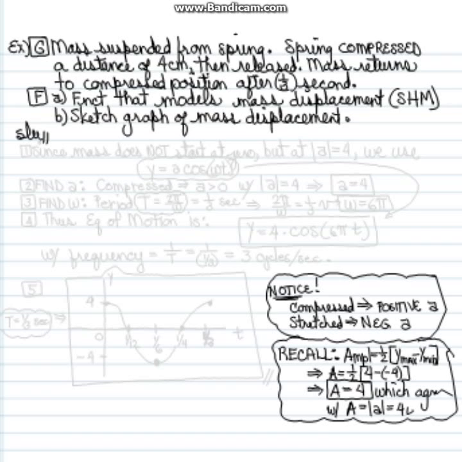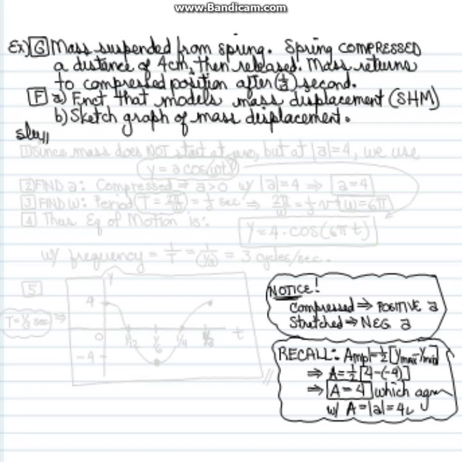We're given a mass that's suspended from a spring. Then the spring is compressed a distance of 4 centimeters, so it's pushed, in other words, pushed up if we're hanging it from the ceiling. And then it's released. The mass returns to its compressed position after 1/3 of a second. Okay, that's a complete cycle.